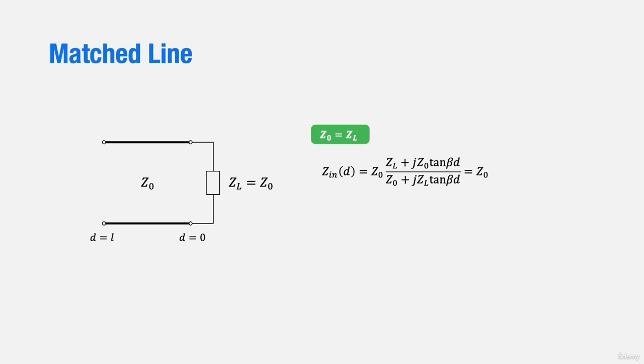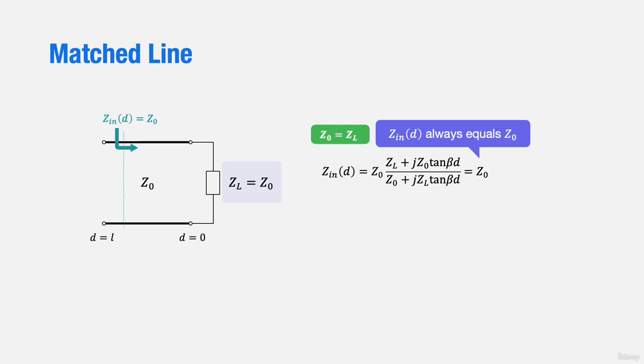The first one is when the ZL connected at the end is precisely the same as Z0. In this situation, the input impedance Zin of D observed from any position D when looking to the right is always Z0 and ZL, because the numerator of Zin equals the denominator.